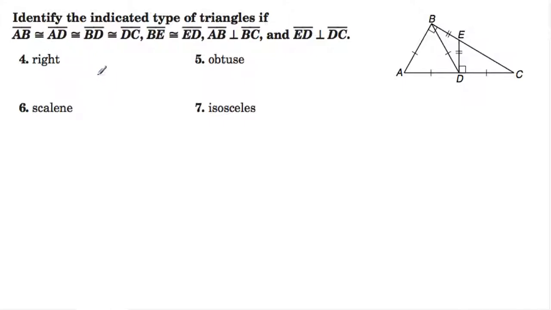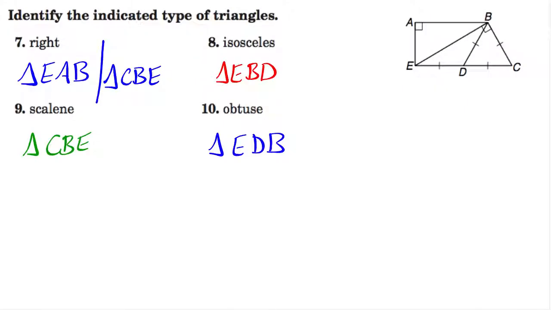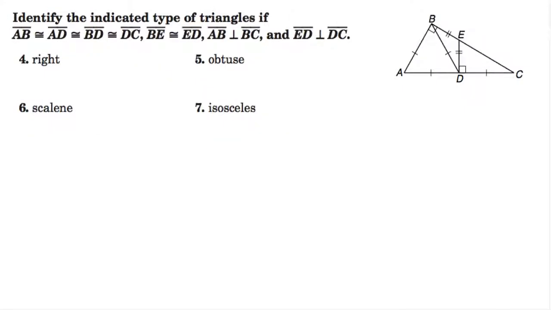All right, we want to do the same for these types of problems. So we want to identify the indicated type of triangles if all these sides are congruent and these two line segments are perpendicular. So right. Is that actually the same? No, it's very similar though. So where do we have right triangles? Well, we're going to have triangle ABC and also triangle EDC.